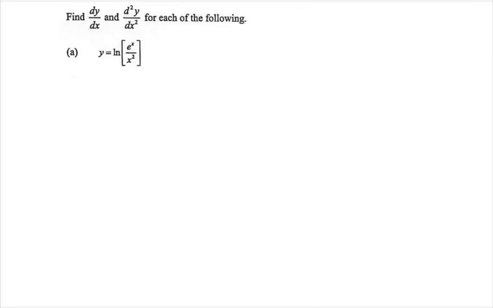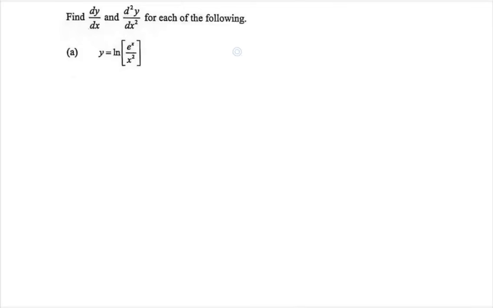Hello everyone, in this video I'm going to discuss the example for differentiation. Find the first derivative and the second derivative for each of the following. So kindly refer to A, we have y equals ln of e^x over x squared.